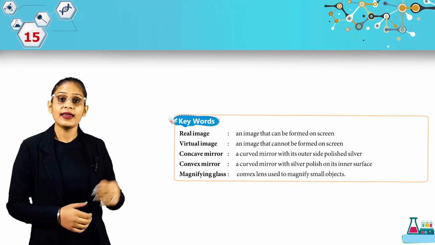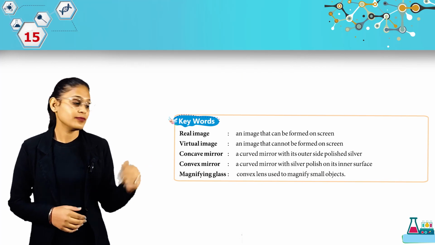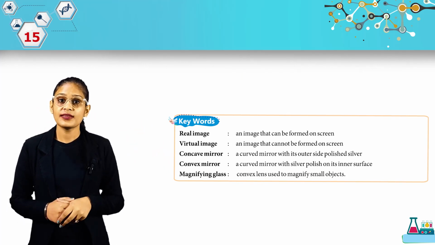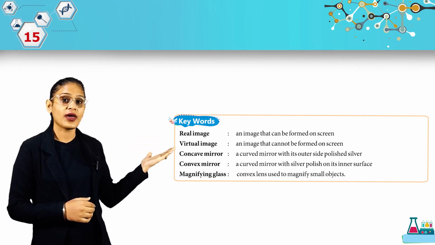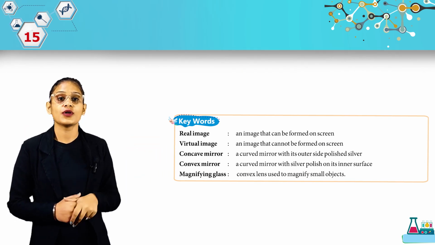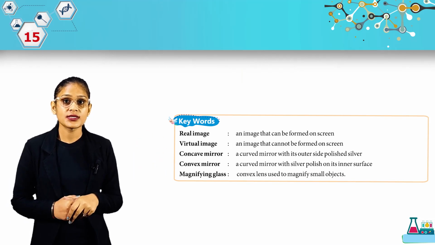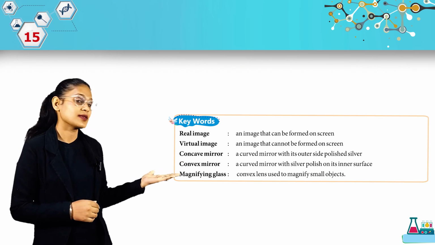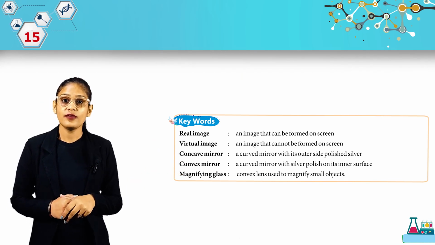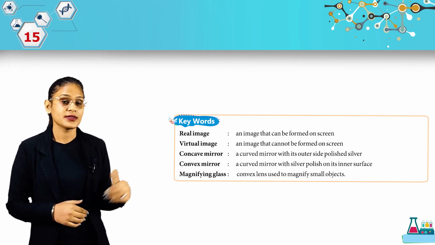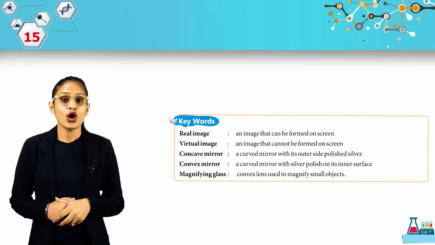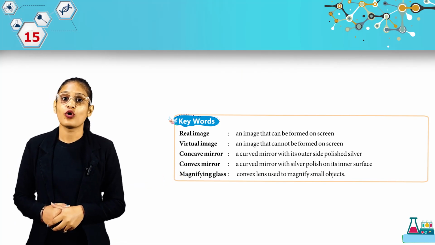Real image, an image that can be formed on a screen. Virtual image, an image that cannot be formed on a screen. Concave mirror, a curved mirror with its outer side polished silver. Convex mirror, a curved mirror with silver polish on its inner surface. Then magnifying glass, convex lens used to magnify small objects.